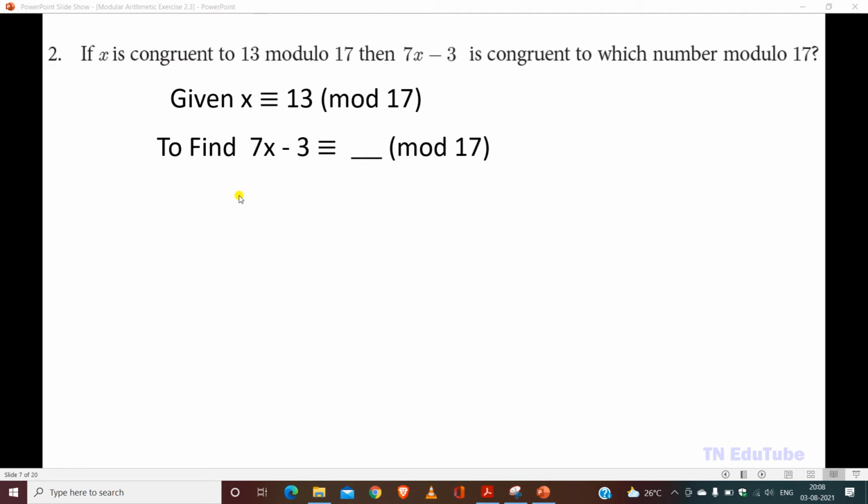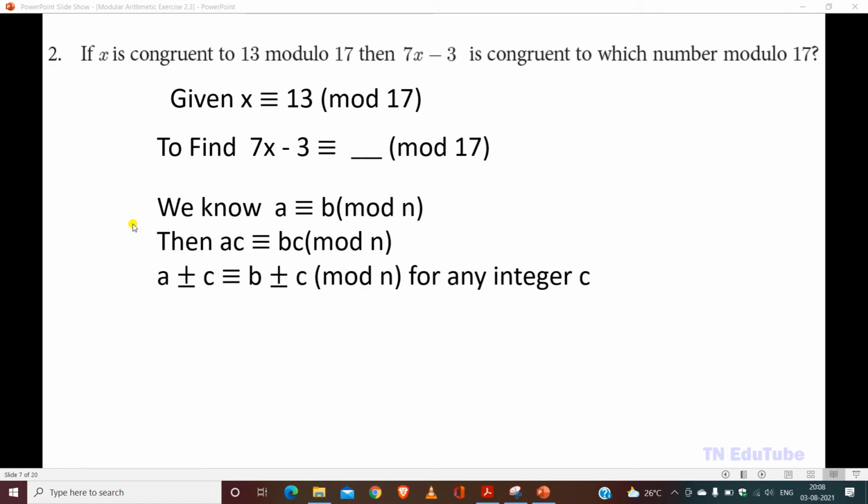Here you have to substitute one of the theorems we already learned, theorem 5 and theorem 6, isn't it? So we have to use theorem 6. That is, if A is congruent to B mod n, then A into C, where C is any integer, so you can multiply both sides by C. A into C is congruent to B into C mod n. Like that, if you want, we can add and subtract this integer with this number. That is theorem 6 of modular arithmetic. We apply this in this theorem.